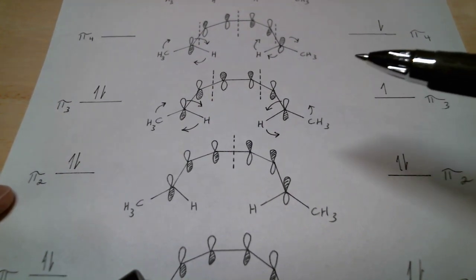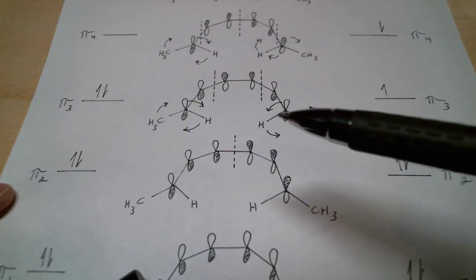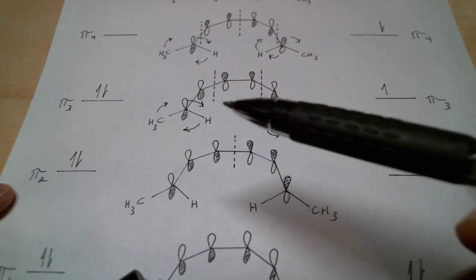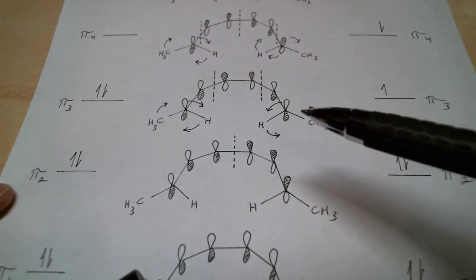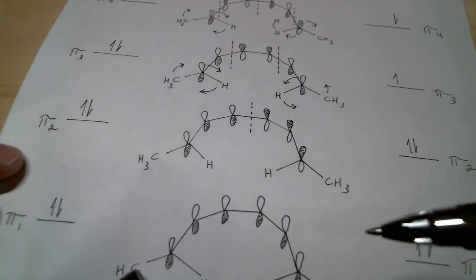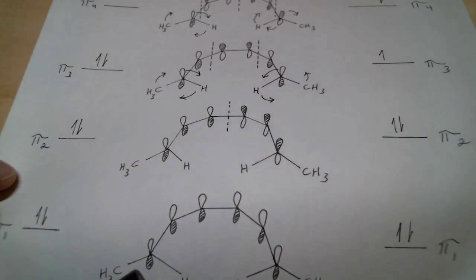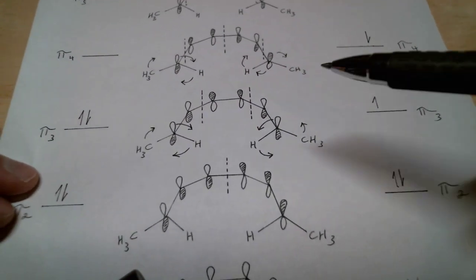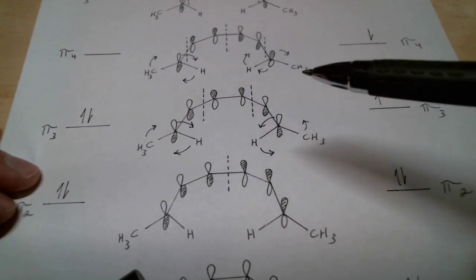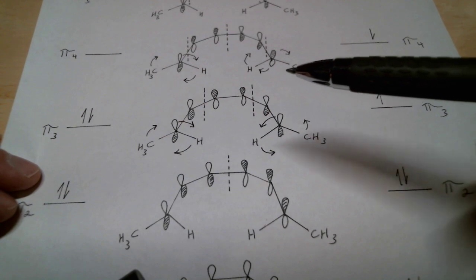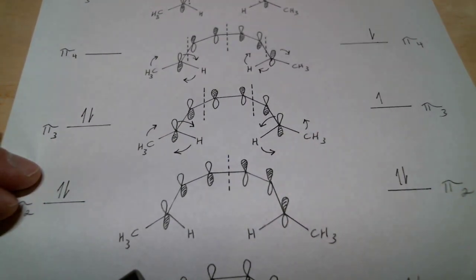So this is the reason why, under thermal conditions, our triene does a ring closing reaction in a disrotatory sense, so our propellers are turning in opposite directions, whereas under photochemical conditions, so h nu, we're now reacting from pi 4, and our propellers are turning in a conrotatory sense, that is, in a similar sense to each other.